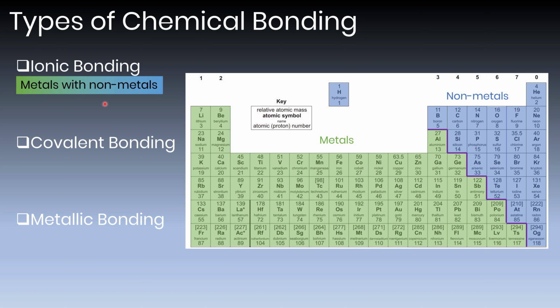If a substance contains both a metal and a non-metal, then it will have ionic bonding. If a substance contains only non-metals, then it will have covalent bonding. Whereas if a substance only has metals, then it will have metallic bonding. Let's apply this to some examples.